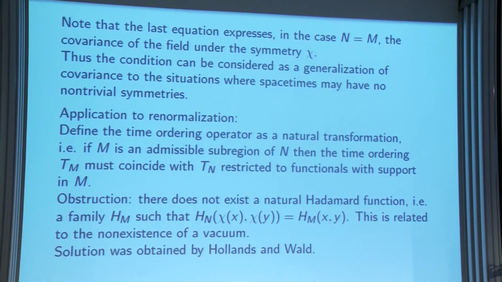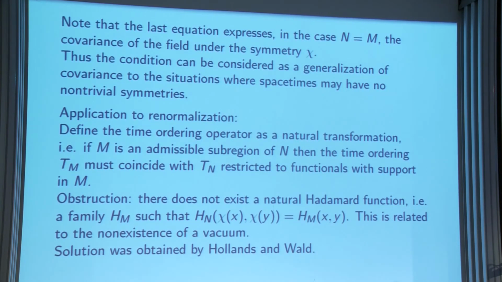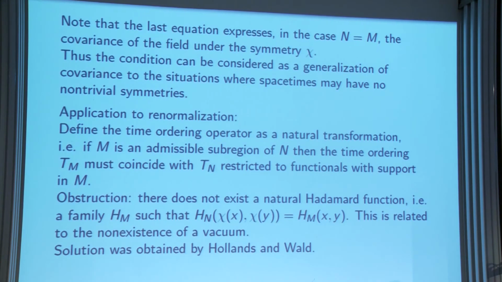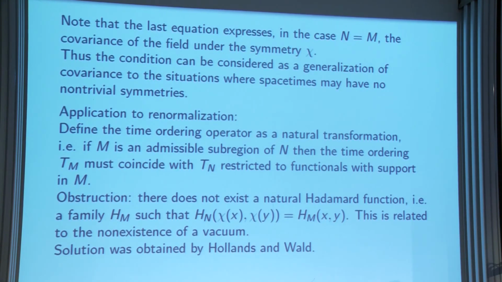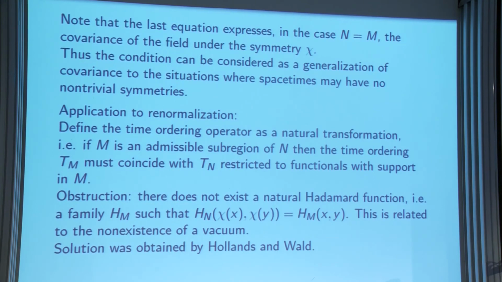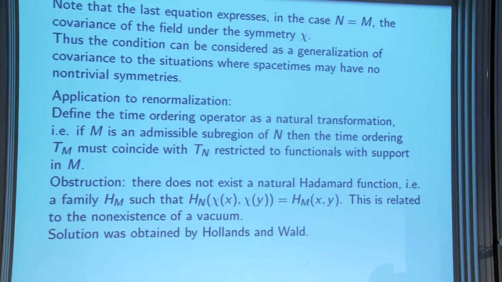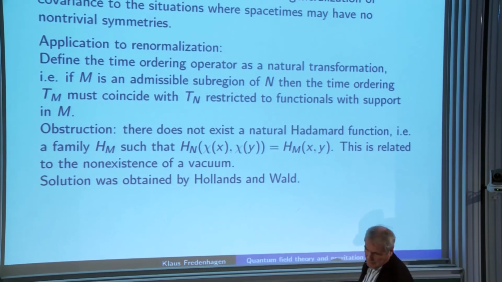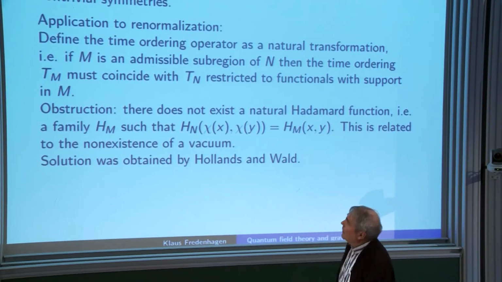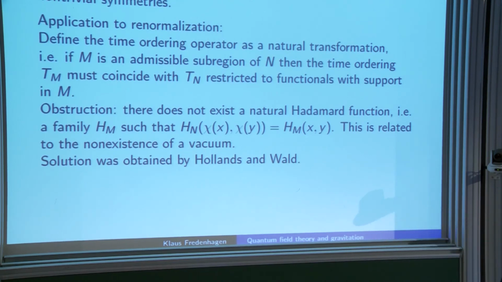Now we can use this for renormalization. Namely, we define the time ordering operator as a natural transformation. And so this means if M is an admissible subregion of N, then the restriction of the time ordering operator T_N to the smaller subregion must coincide with T_M.